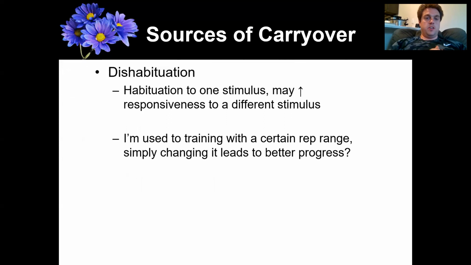Another one is dishabituation. This is where getting used to one stimulus may actually boost responsiveness to a different stimulus.